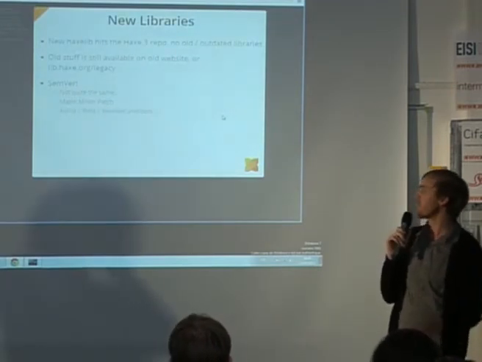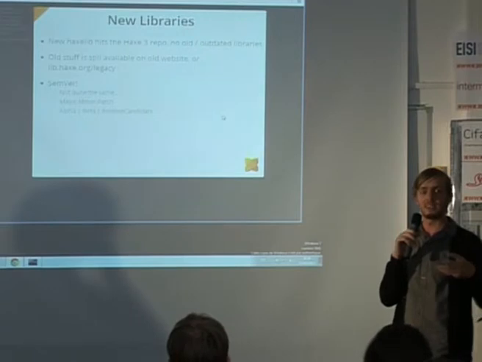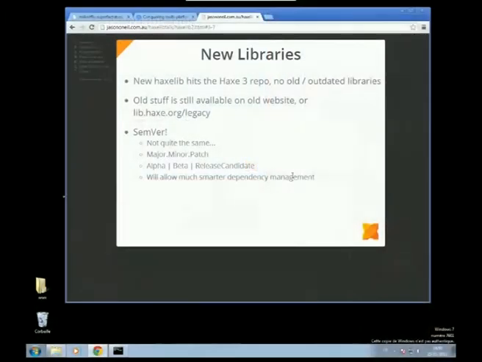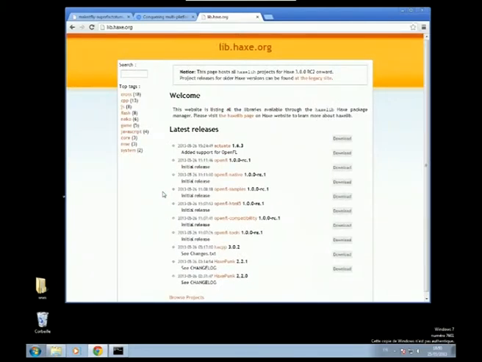So there's also alpha, beta and release candidate tags. If they're those, you should use them with caution, I guess. And yeah, it'll let us be smarter in the end. What's online now? There's some stuff already up there. So a whole bunch of OpenFL stuff. Is it OpenFL or OpenFlash? OpenFL. So there you go. Anyway, a whole bunch of stuff's appearing. If you want to check if Haxe is safe to upgrade, if all your libraries are there, check this website.